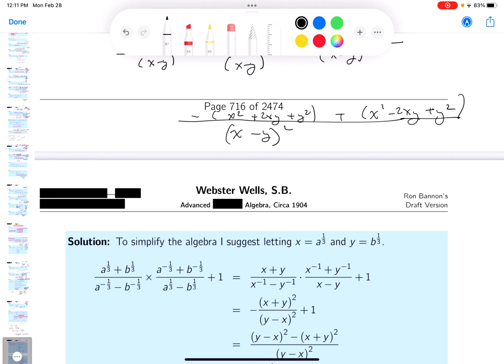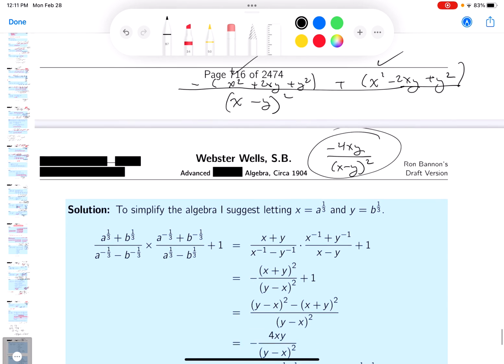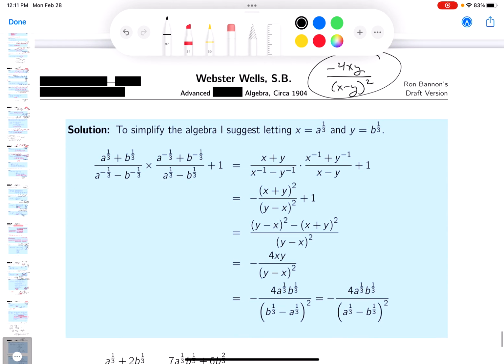Well, it looks like the x squareds are going to disappear. And it looks like you get minus 4xy. And then it looks like the y squareds disappear. What do you get on the bottom? x minus y quantity squared. I'm going to commit to that answer. Let's look what they got in the key. And they didn't get that in the key. Now, they got it here. But I want to point out, that's not the answer. What's the answer going to be?